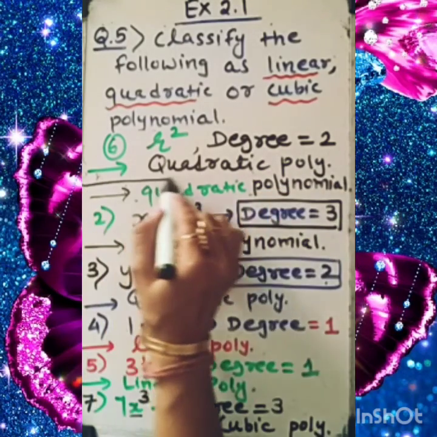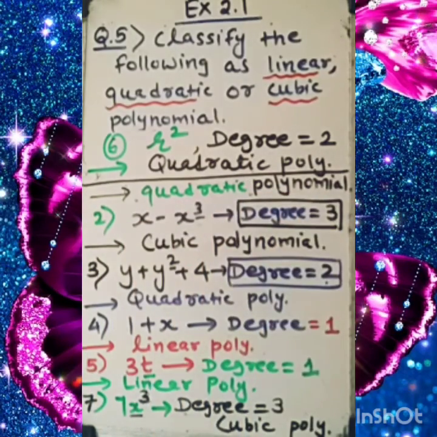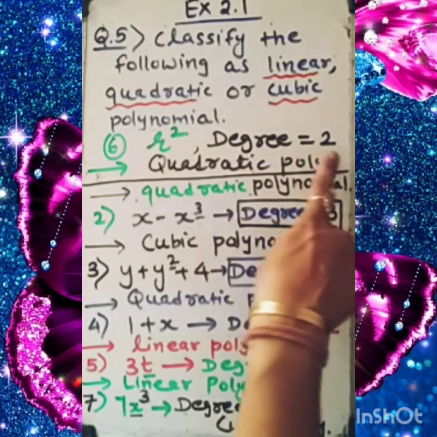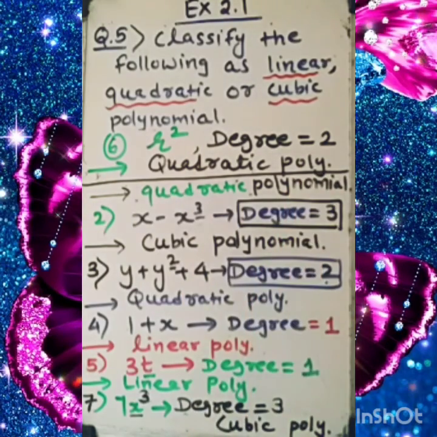So here is the complete solution: 1, 2, 3, 5, 7 and 6 I have written. Please correct it and get the answer of 6 from here, that is quadratic polynomial. This is the completion of the full exercise 2.1 here. Hope it's clear.